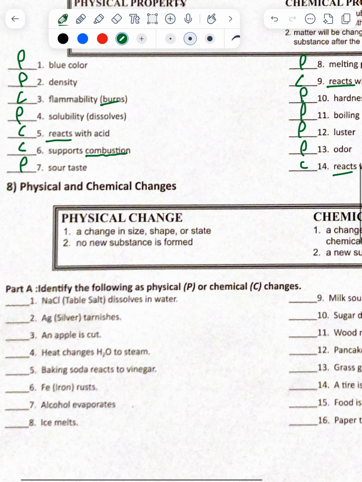So again, we're looking for the same thing. If you can go back to the way you were before, that's physical. If you're changing it into a new substance where there is no going back, that is chemical. So if I take table salt and dissolve it in water, again, we said we could just boil the water, get the salt right back out, that is physical. Ag, silver tarnishes. That means silver basically starts to kind of rust and change color over time. There's no going back from that. That is going to be your chemical.